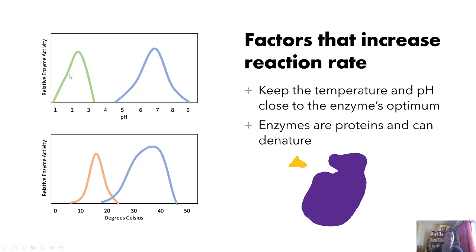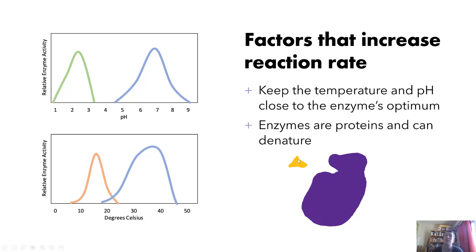In these graphs over here, we can see that the relative enzyme activity for the green enzyme increases from pH 1 up to about pH 2.5. So pH 2.5 would be the optimum pH for that particular enzyme. And if you were to increase the pH even more than that, the enzyme activity would get lower and lower as the enzyme unraveled or denatured and lost its normal shape.